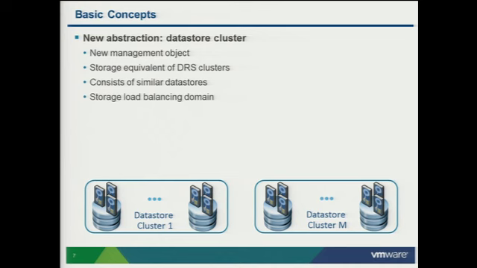It consists of similar data stores. What I mean by similar is you cannot mix VMFS and NFS data stores into a cluster. You would not want to mix data stores with RAID 5 with RAID 10. You would not want to mix data stores with SSD and data stores with spinning disks. However, your data stores can be of different sizes. They can be from different array vendors. They can be iSCSI or fiber channel. This data store cluster is an aggregation point for all the data stores that are members of this object. It's also a storage IO load balancing domain for Storage DRS.